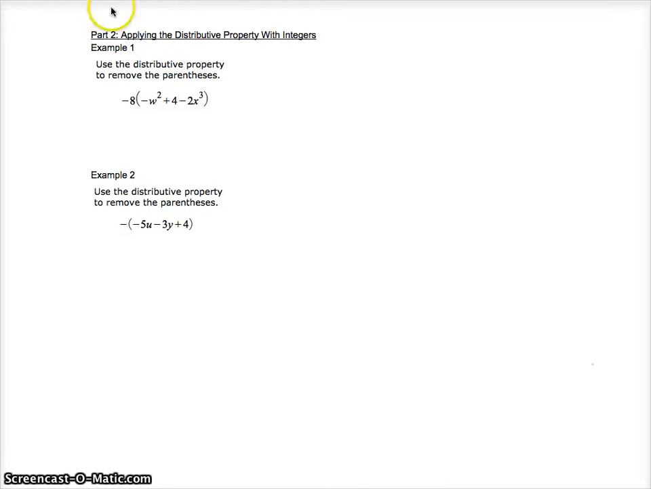Welcome to part 2 of the distributive property. Here we're going to be applying the distributive property with integers. And we've added a term or two that we're going to apply to.